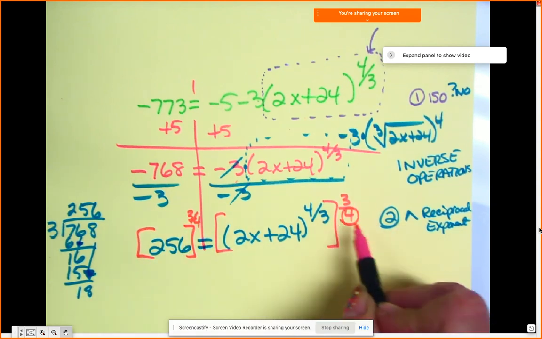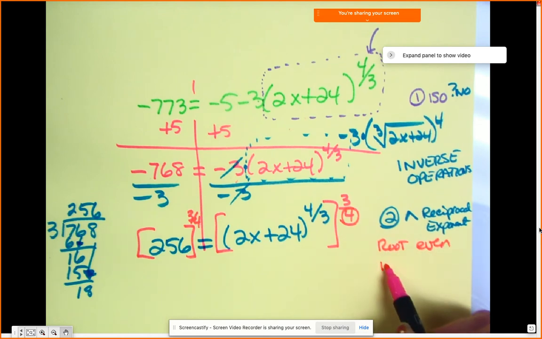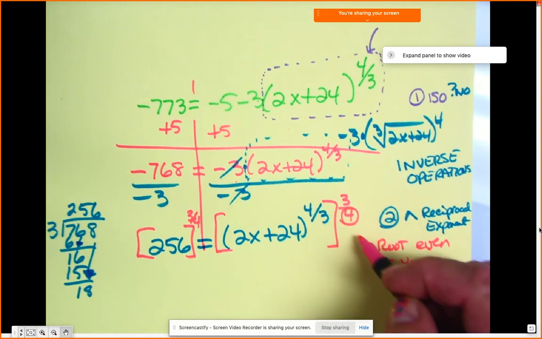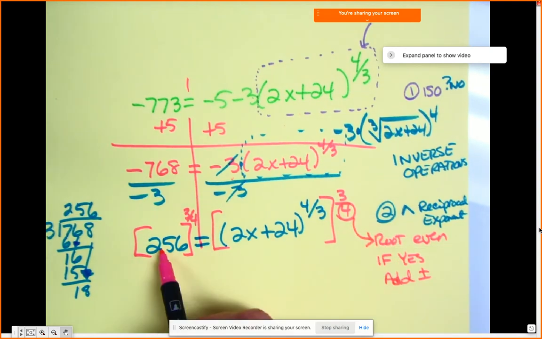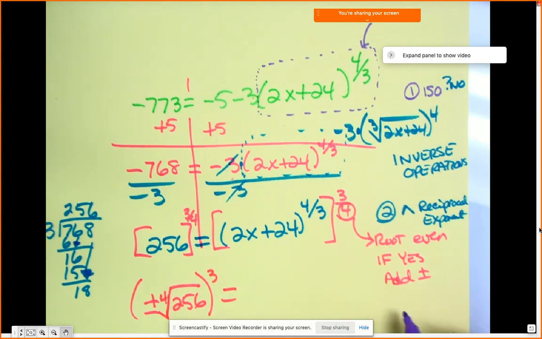Okay, we do the check on the bottom. Is the root even? If yes, that's where we add plus or minus. This one has an even root. So I know over here I'm going to have to put plus or minus. I'm going to write it in radical form. The 4th root of 256, I have plus or minus of that, and then I'll take it to the 3rd power. Here, these cancel. 4/3 times 3/4. I get 12 over 12, which is 1.